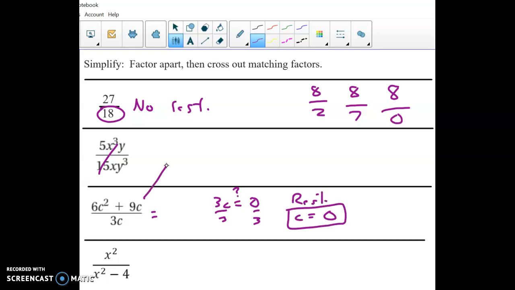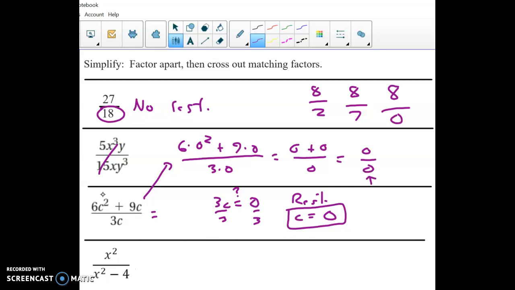If we put it in here, if c is 0, up top I would have 6 times 0 squared plus 9 times 0, all over 3 times 0. And so I'm going to get 0 plus 0 over 0. And that's going to be a restriction because you can't divide by 0. You can't have a 0 in the denominator.